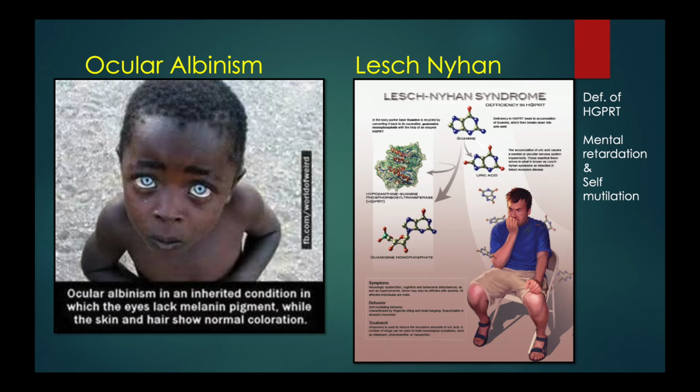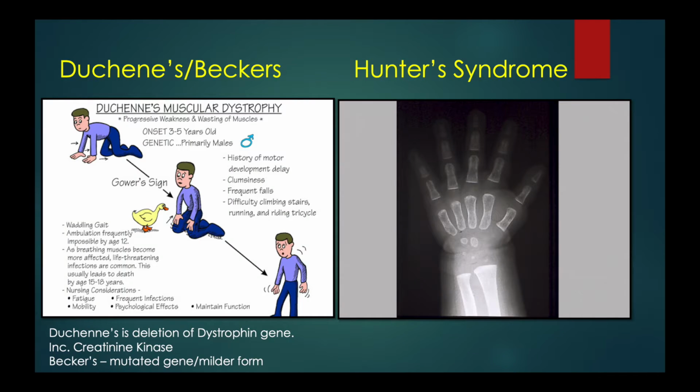Ocular albinism, Lesch-Nyhan, you better be thinking it's that HGPRT, mental retardation, but the key thing here is they're the ones that start chewing on themselves and stuff like that. Lesch-Nyhan.